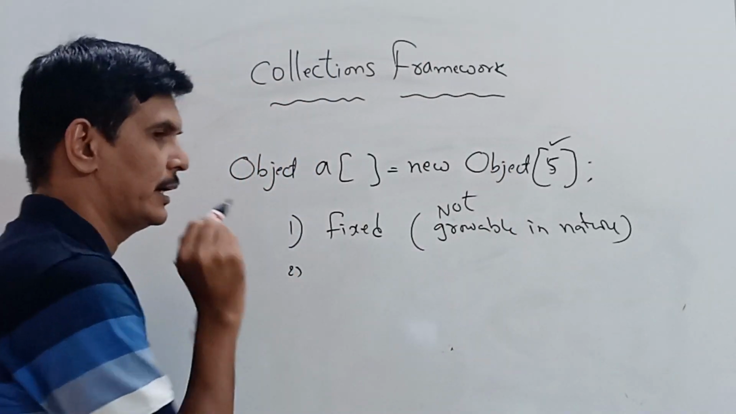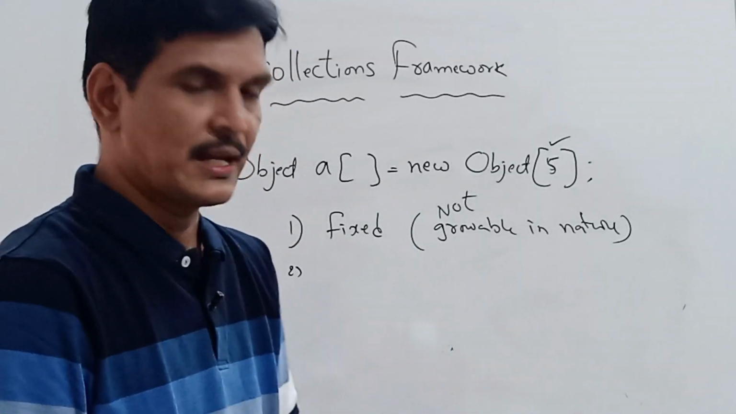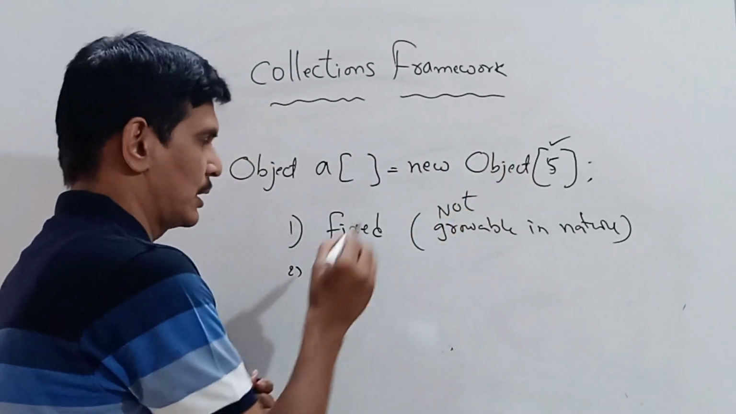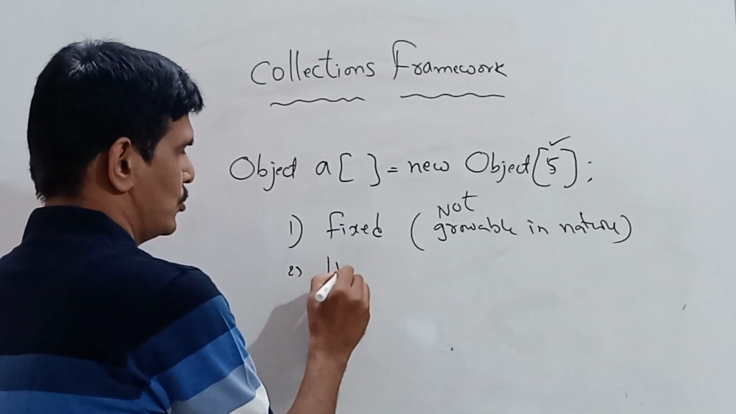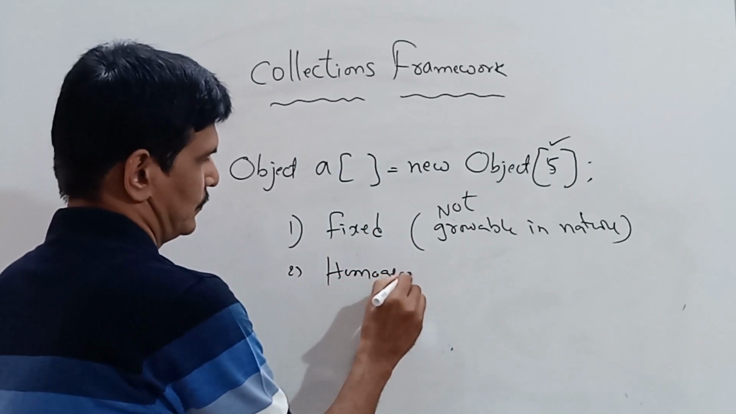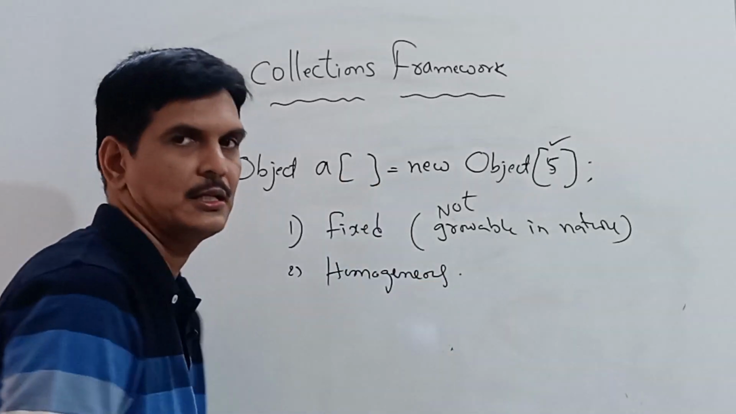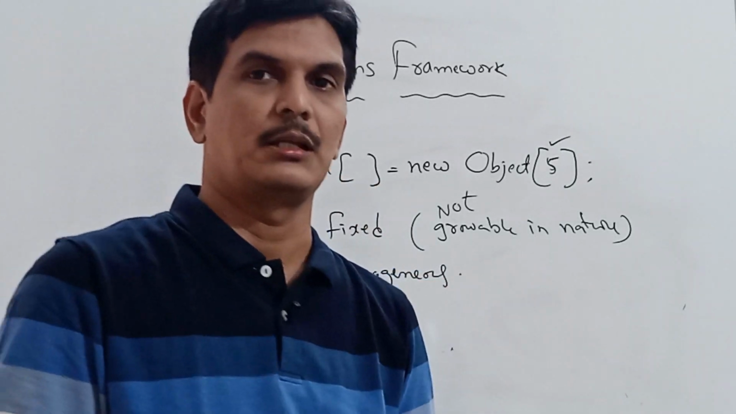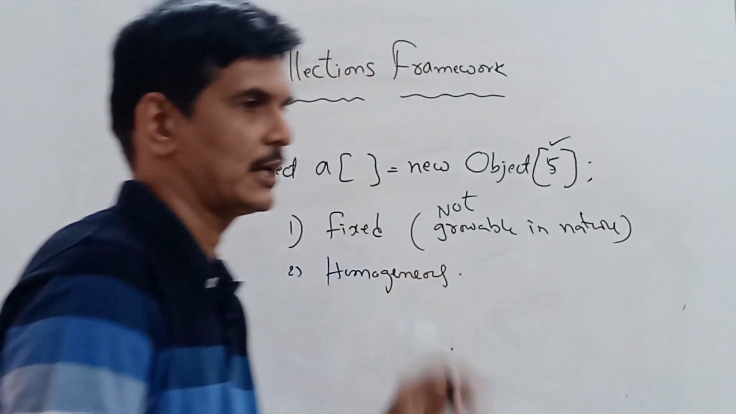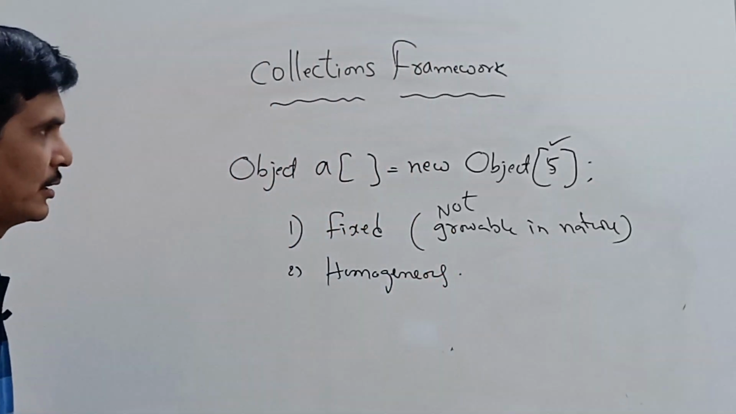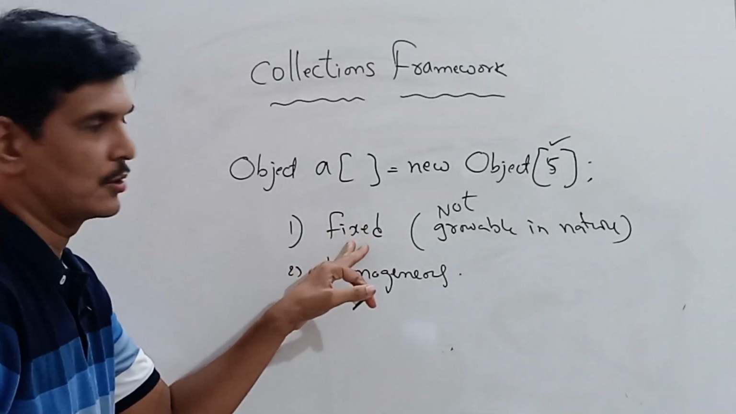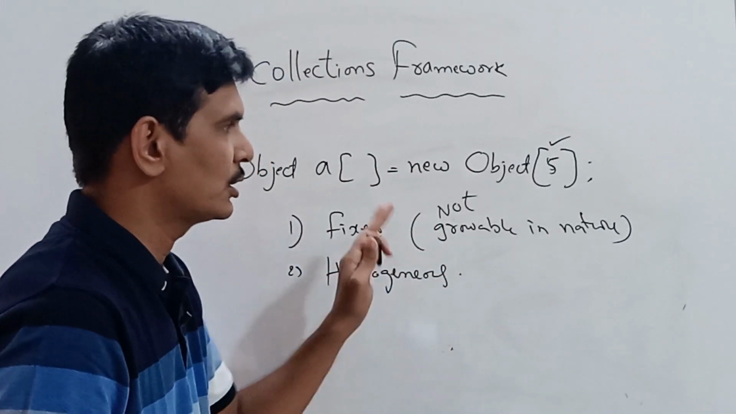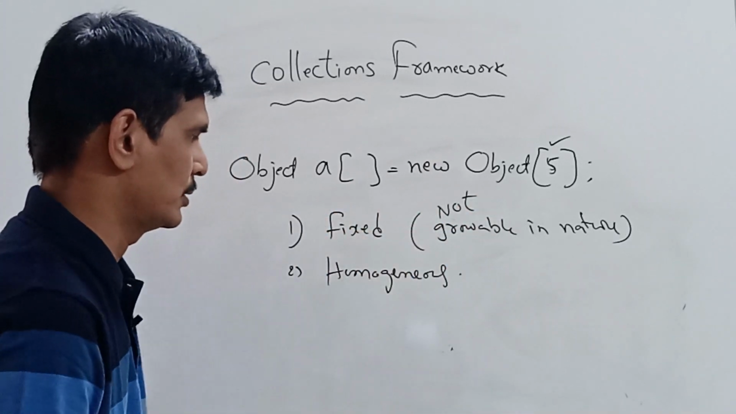The second problem with the array is that we can store only the same data type of element. That means only homogeneous data can be stored in this array. That is the second problem. And we already saw that size is fixed, because at runtime we cannot increase or decrease the size, and arrays are not growable in nature. So these are the two problems.